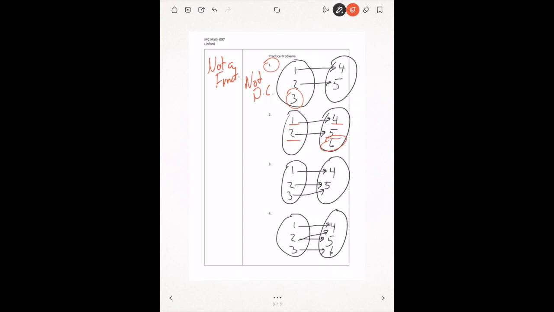Now, since it's domain complete, let's check to see if it's function-like. Do all of the domain values go to only one range value? Well, this one does, and this one does. So it looks like we're good. This is, in fact, domain complete and function-like. So this is a function. There we go. So we notice that we have to be careful with how we interpret the definition by knowing that domain complete doesn't tell us anything about the range.